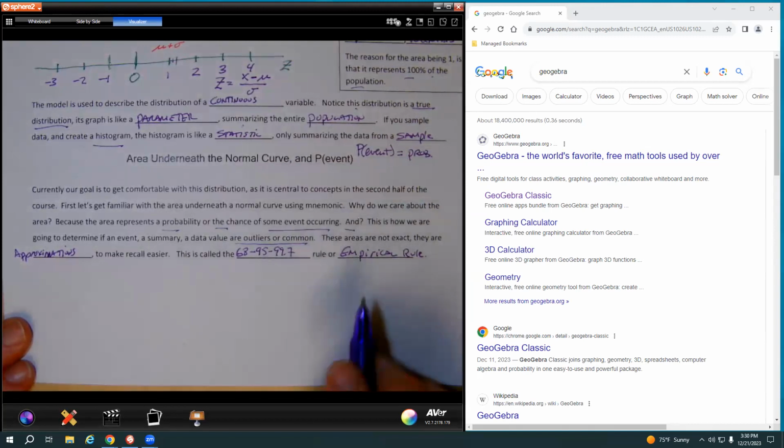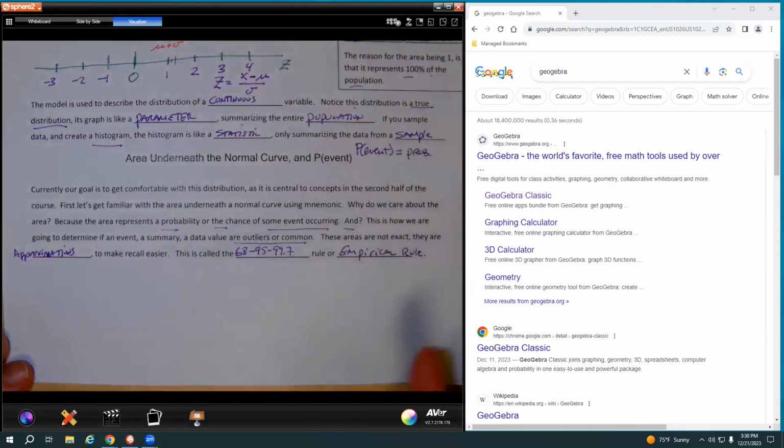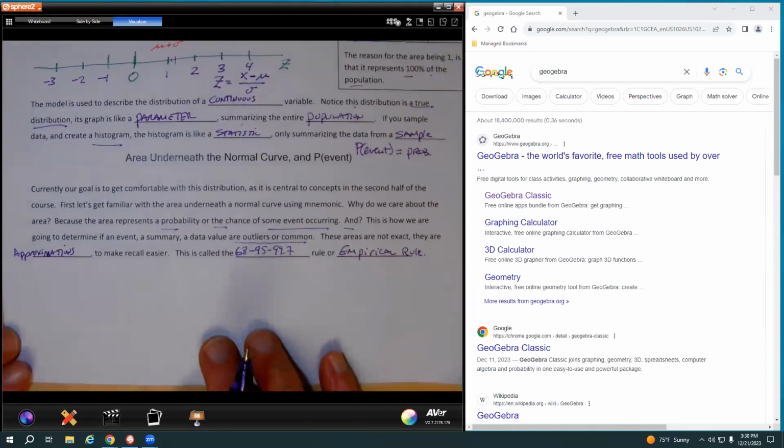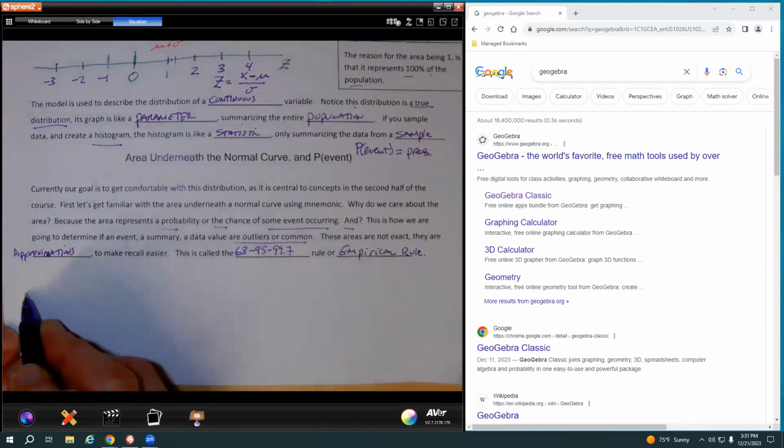And again, empirical means you actually test this out by gathering lots of samples, and then you make a determination as to what is actually occurring. So what is it I want you to remember?